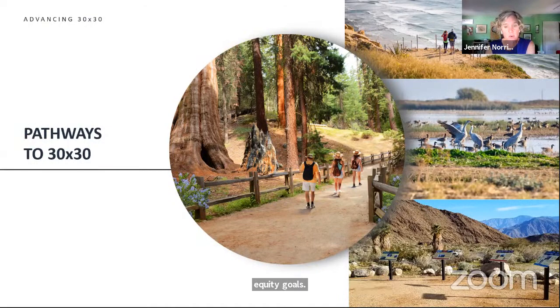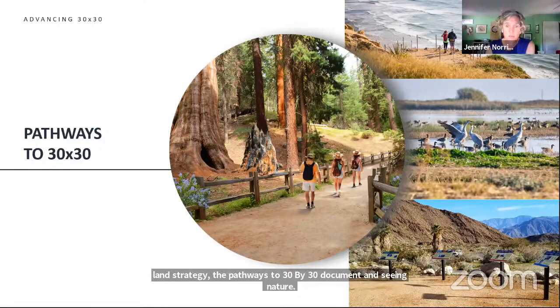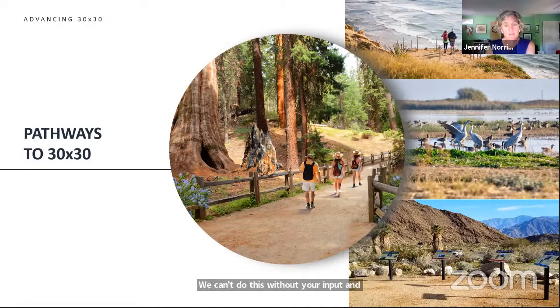Central to all of this work has been public participation. It is truly key to the development of the Climate Smart Land Strategy, the Pathways to 30 by 30 document, and CA Nature. We can't do this without your input and expertise.